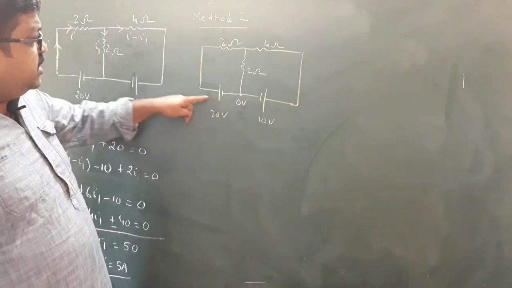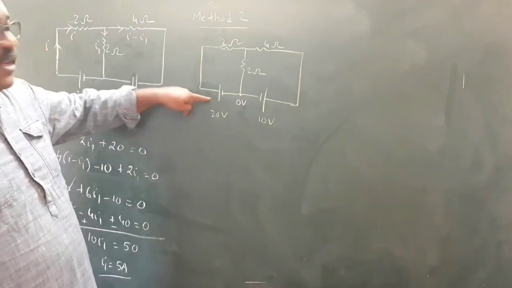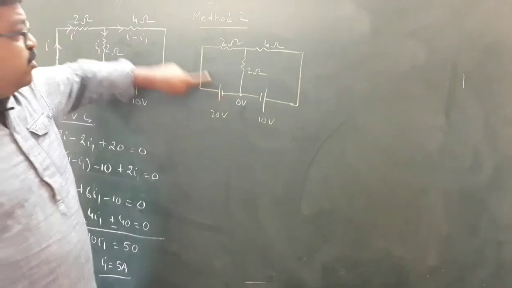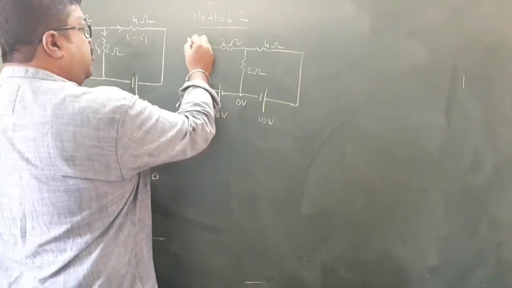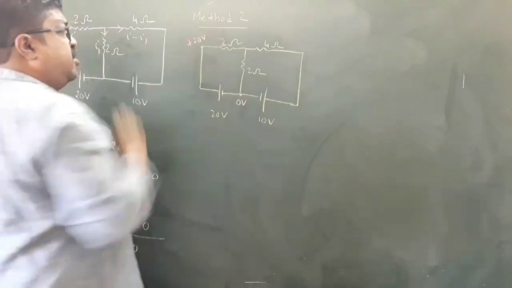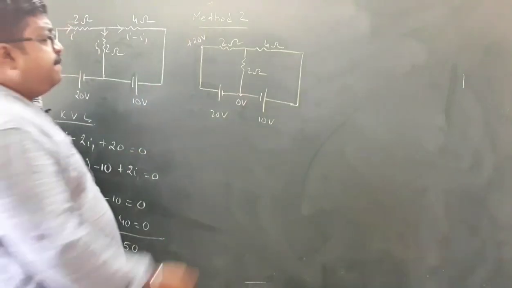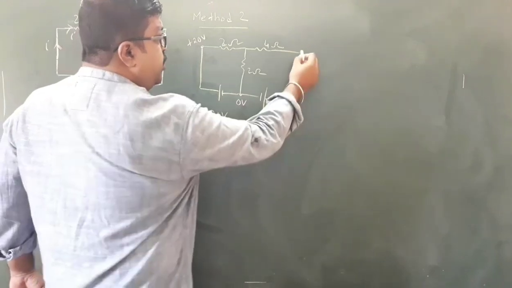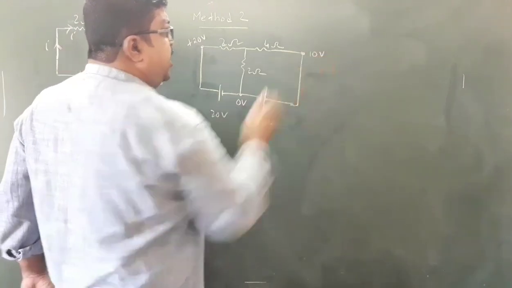Now this is a conducting wire, so it doesn't have any resistance. So there is no potential drop. So if this point is at 20 volt, this point will also be at 20 volt. Okay. Now similarly this is 10 volt, so this point will be at 10 volt.